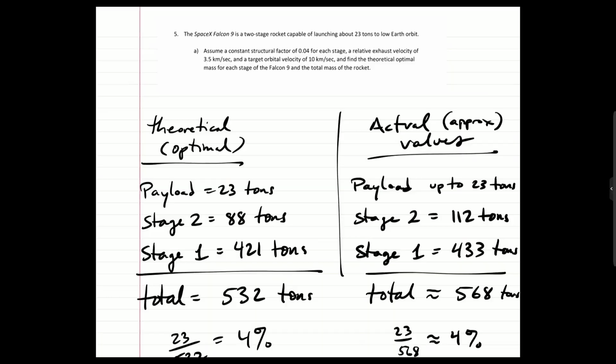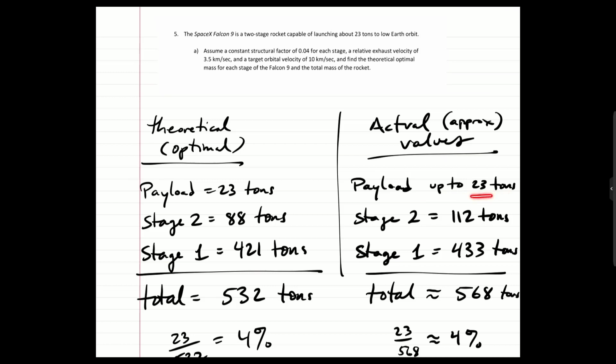Okay, so what we've just computed here is with a payload of about 23 tons, theoretically 88 tons for stage 2, and theoretically 421 tons is optimal for stage 1, giving us a total of 532 tons. Meaning that the payload, representing about 23 tons out of the entire total mass, is about 4%. And comparing with actual approximate values, of course, the payload isn't always 23 tons. In fact, I don't think it's ever actually reached that value. It's been just less than that.